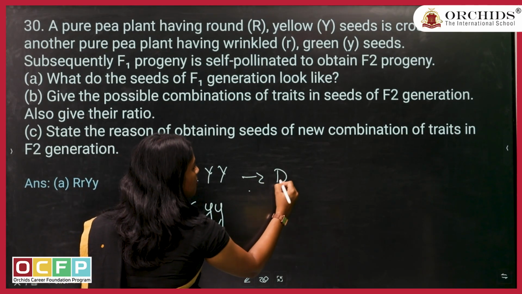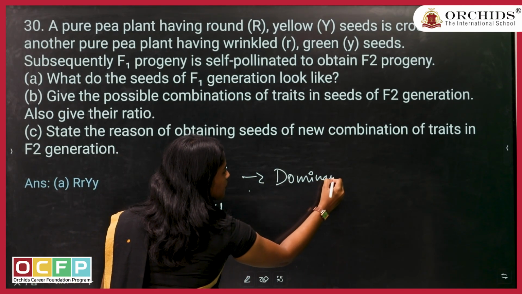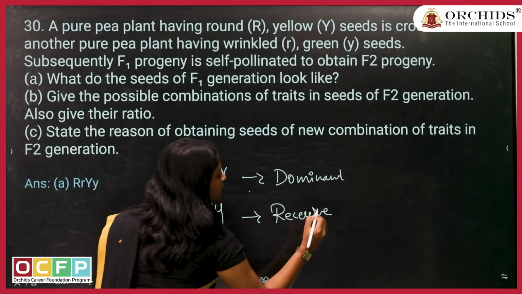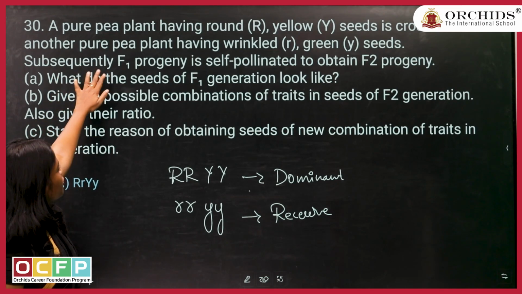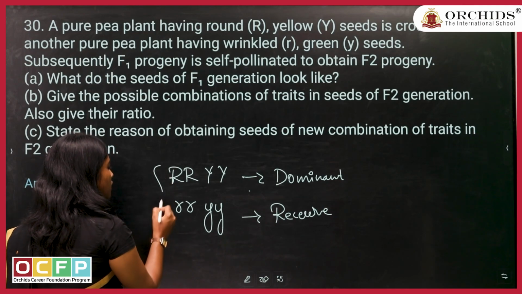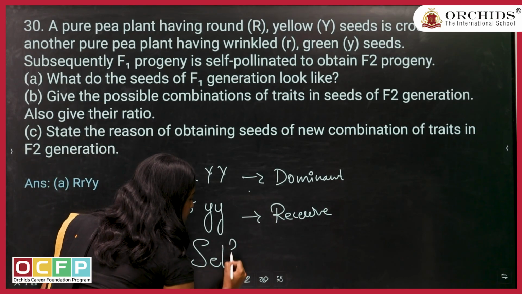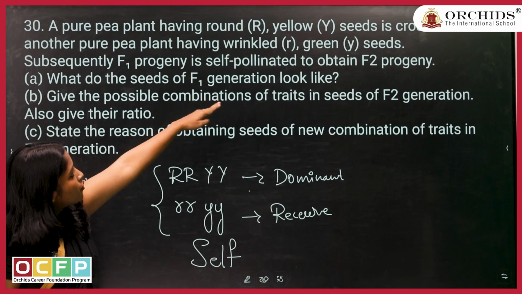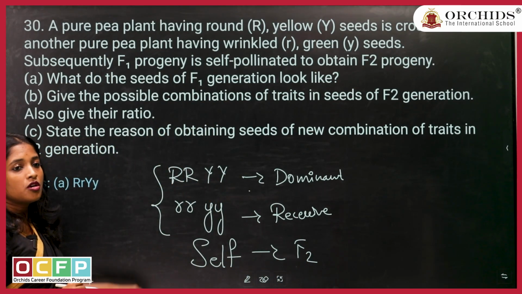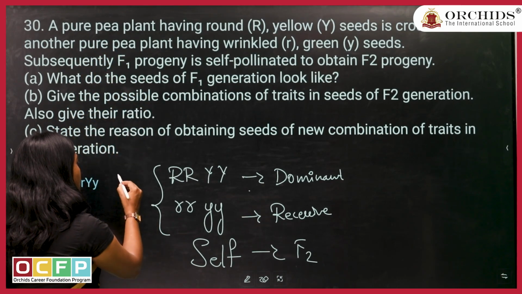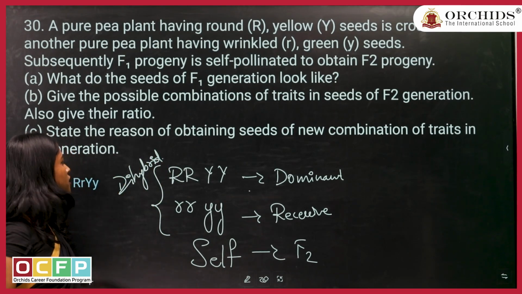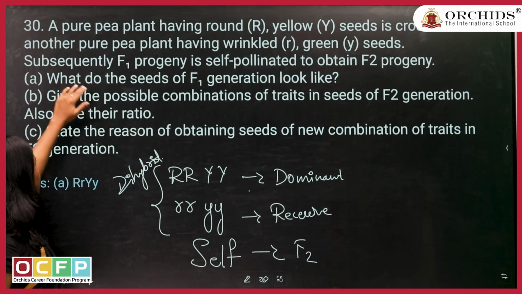So this shows the dominant characters and this shows the recessive characters. Right? So next continuation of the question. Subsequently, F1 progeny is self-pollinated. When these two crossed and self-pollinated, to obtain what we get? We get F2 progeny also. So based on this, it is basically a dihybrid cross, which is there in our books. So considering this dihybrid cross, let us answer.